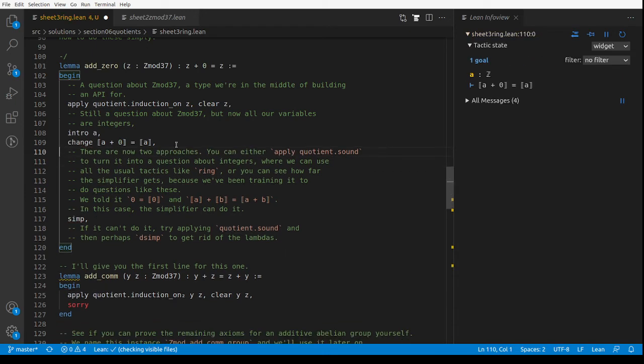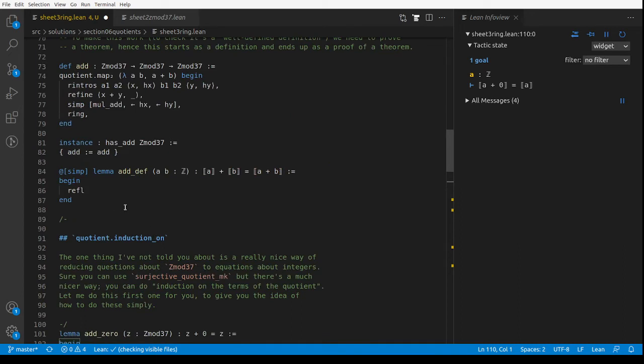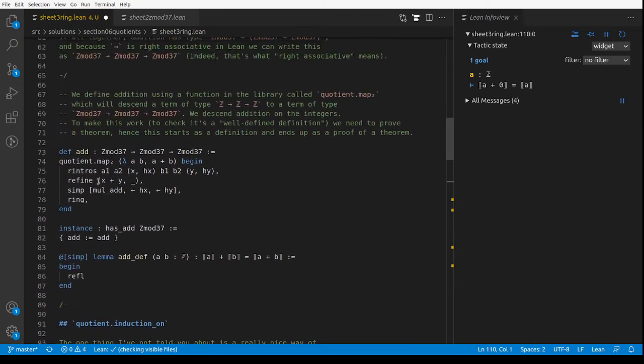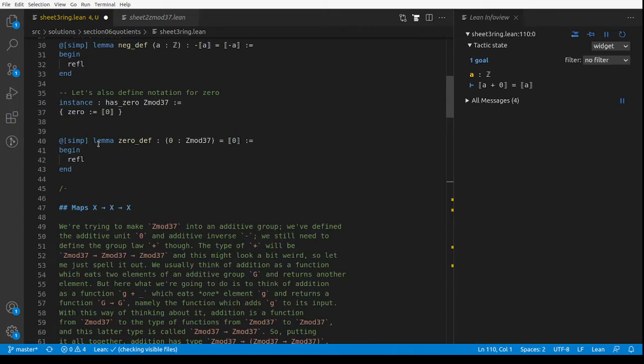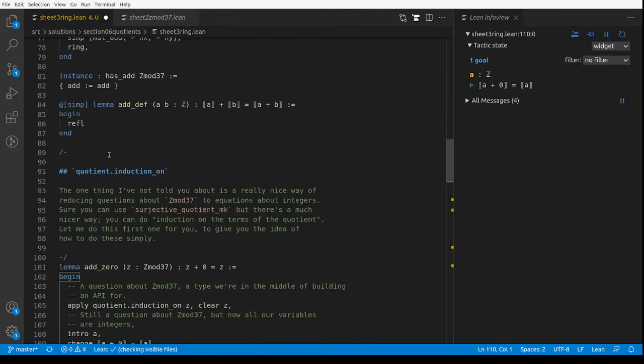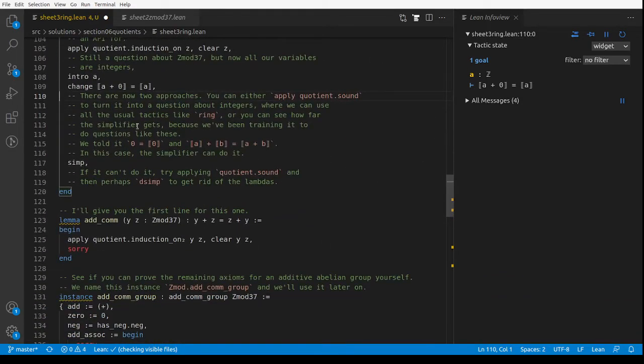But did you notice I've been training the simplifier? As well as these things being true by definition, I've been training the simplifier to do it. A plus b is a plus b, and sort of 0 is 0. These are all simp lemmas. So you can train the simplifier to do it instead, and you see simp actually solves this goal completely.